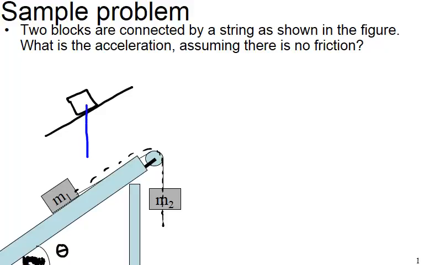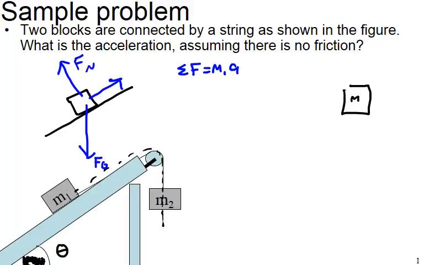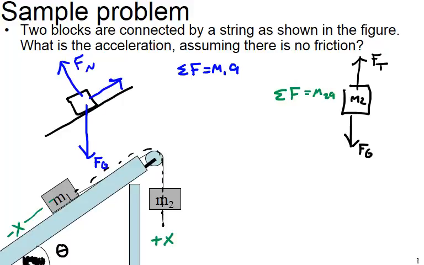So we have the force of gravity straight down, our normal force up, and then our force of tension over. And so we'll have the sum of the forces equals m1a. Over here we'll get mass 2, force of gravity straight down, and then force of tension straight up. And we'll set up sum of the forces equals m2a. And we'll call this the positive x down here, and then back this way the negative x.